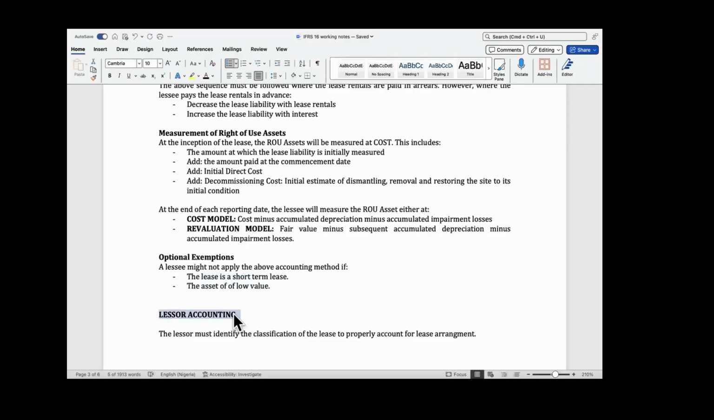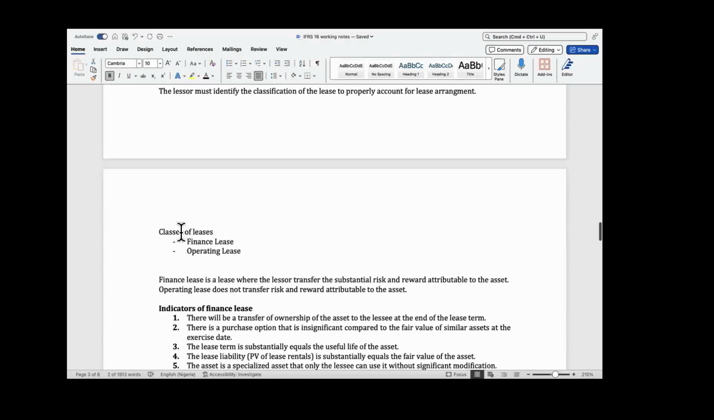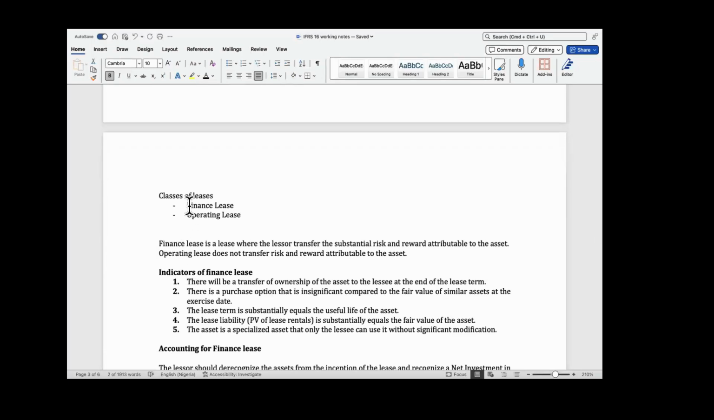For the lessor, who is the owner of the asset, he needs to identify the class of lease he has entered into first, which can either be a finance lease or an operating lease. A finance lease is a lease where the lessor transfers the substantial risks and rewards attributable to that asset.